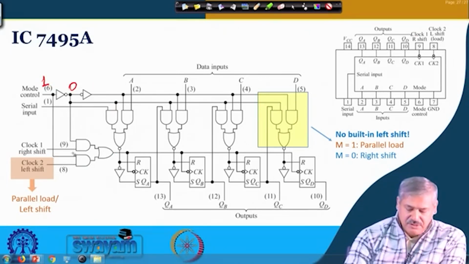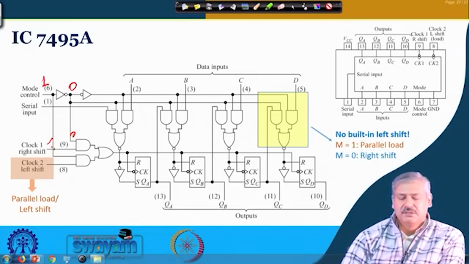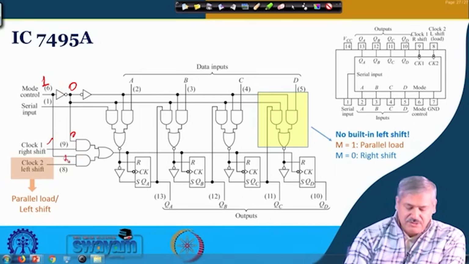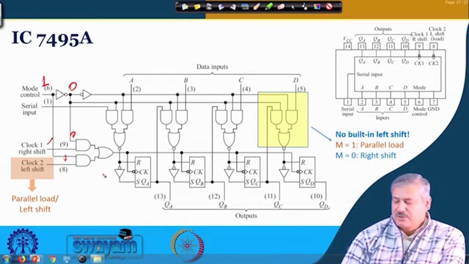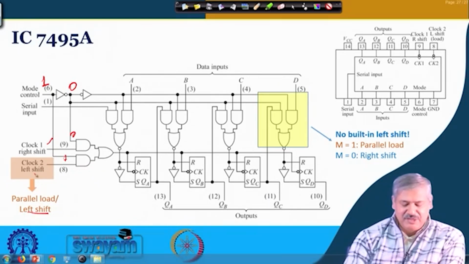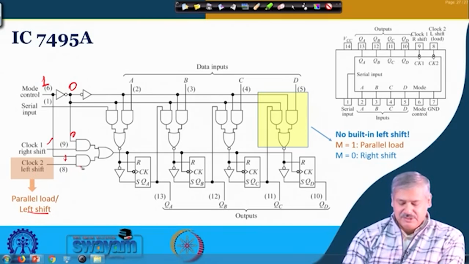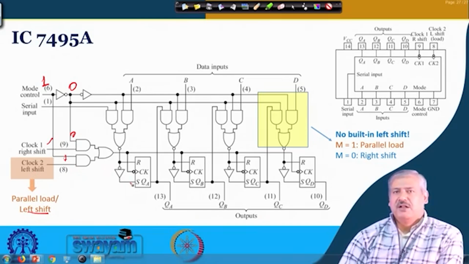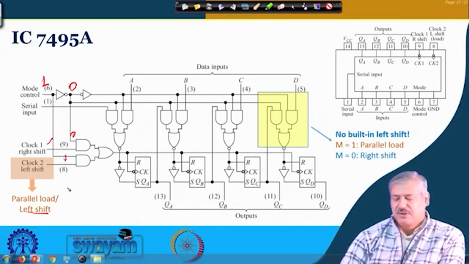And when mode is equal to 1, this is 0. So, this right shift clock is non-functional, okay. At that time this is 1. So, this so called left shift or parallel load clock. Right now we have seen parallel load only, do not worry about the left shift part of it, okay. So, it is just doing parallel load, through this clock at the trigger of this clock.